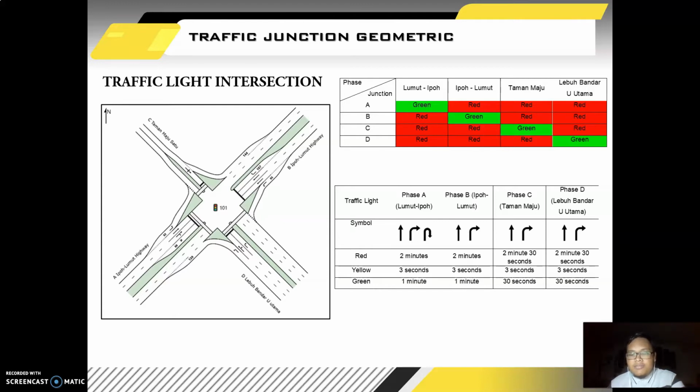Next, we can see the template at the right, which is the facing of the traffic light at Bandar University. The traffic light in the junction has a different facing and timing. As we can see, there are 4 phases, which are A, B, C and D. This will be set in Sidra to key in the data of phase and timing. For the timing of phase A and B, the red color will be 2 minutes and the green color will be 1 minute. And phase C and D have the same timing, where the red color is 2 minutes and 30 seconds and the green color is 30 minutes.